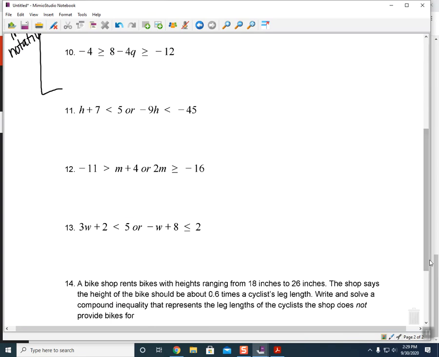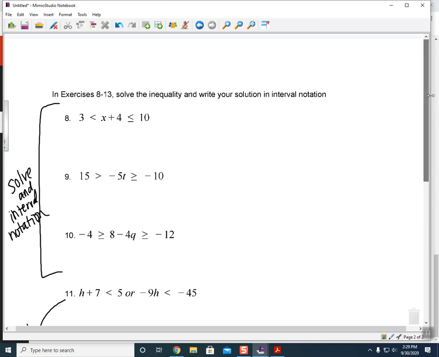11 through 13 down here, these I want you to just solve. And the reason why is because the way that we do interval notation with or statements is really weird, and we're not going to talk about it, at least yet. And so I want you to just focus on solving the or statements, but the ones up here, you're going to solve and do an interval notation. So let's do one together.